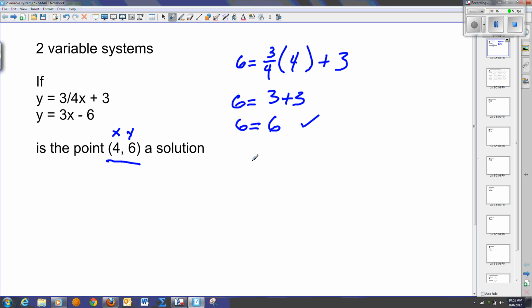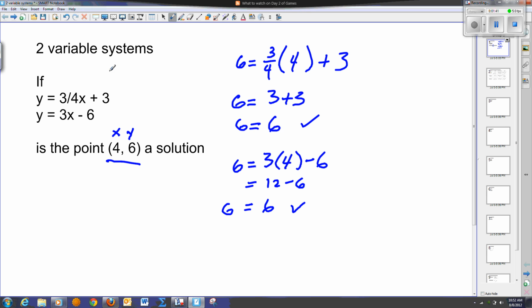Now, we do the same for the next equation. We have 6 equals 3 times the x value of 4, minus 6. We end up with 12 minus 6, or 6 equals 6. Since that point checks for both equations, it solves the system and is a solution. So the answer is yes.